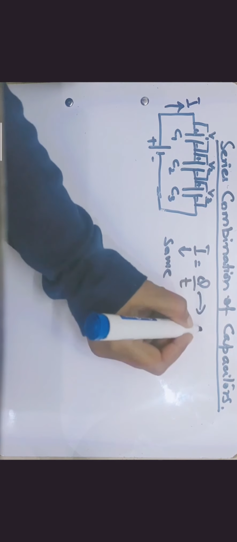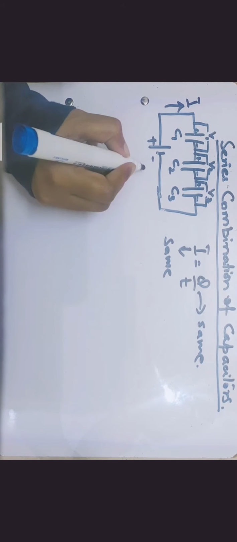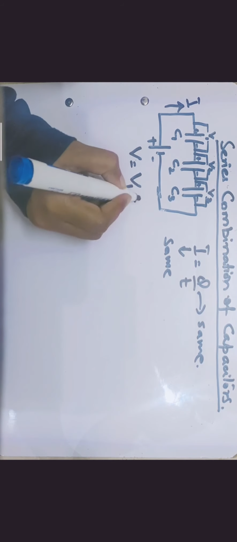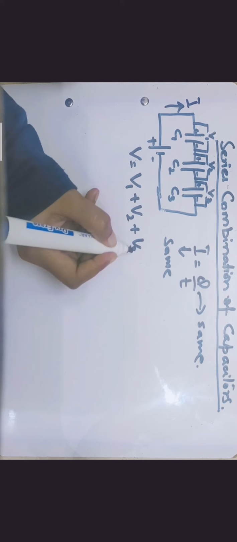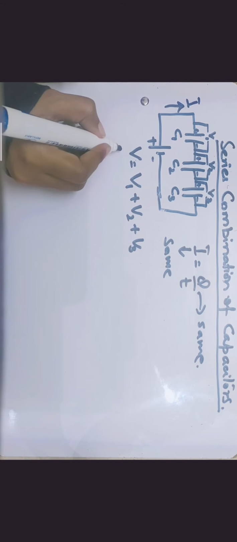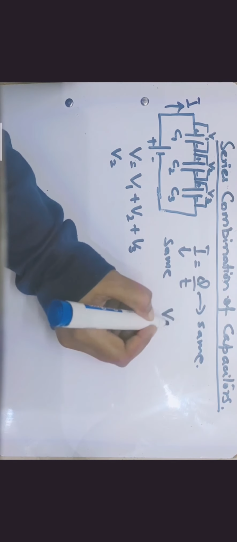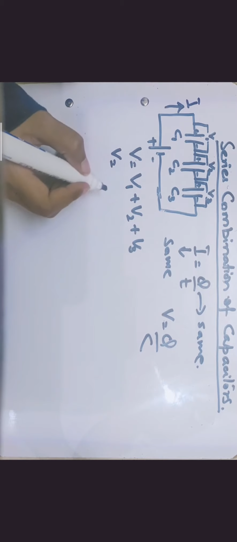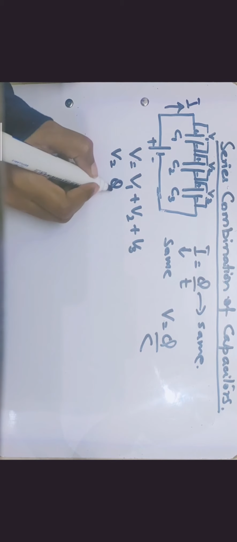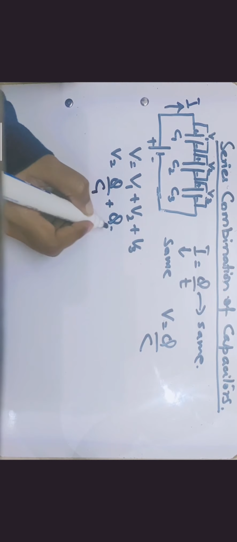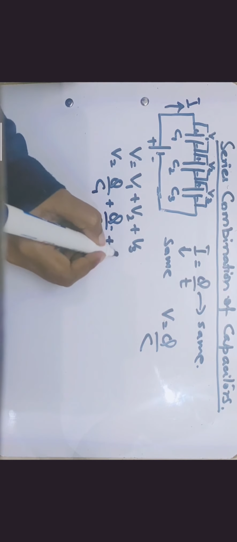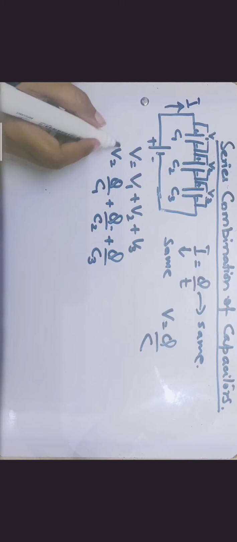So if I is the same, then Q is also the same in the series combination of capacitors, while the voltage would be different. So the total voltage or the potential difference across all of the capacitors would be V equals V1 plus V2 plus V3, and as we know by the formula V equals Q by C, we have V1 equals Q by C1, V2 equals Q by C2, and V3 equals Q by C3.